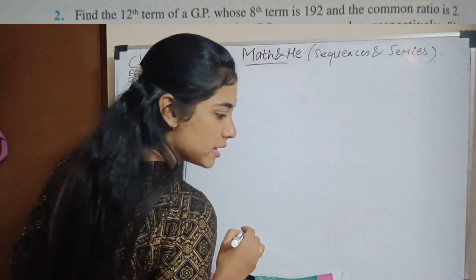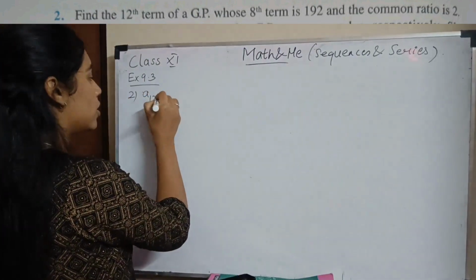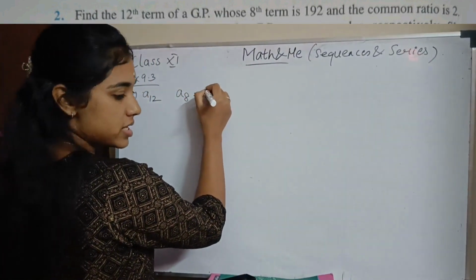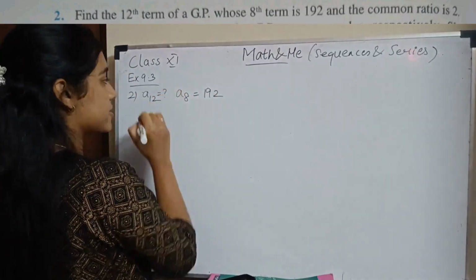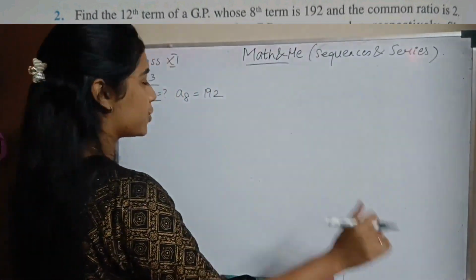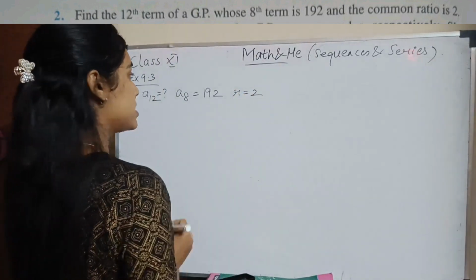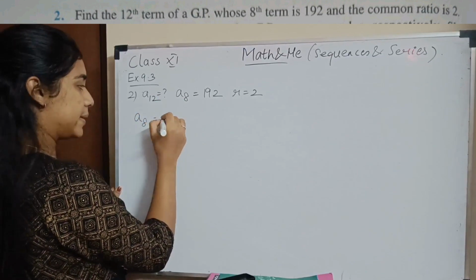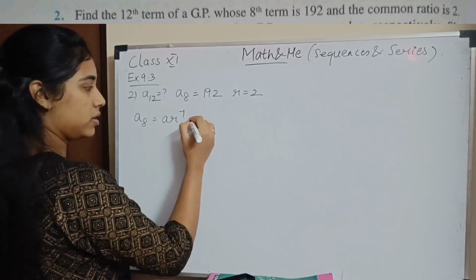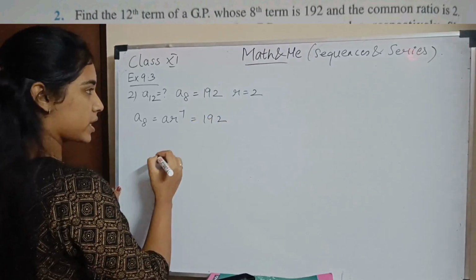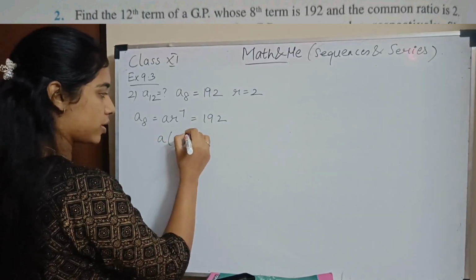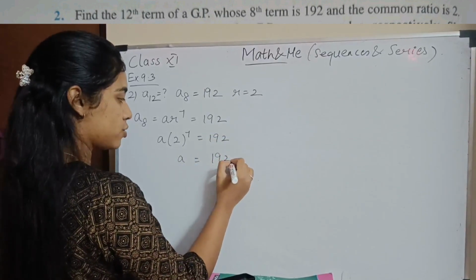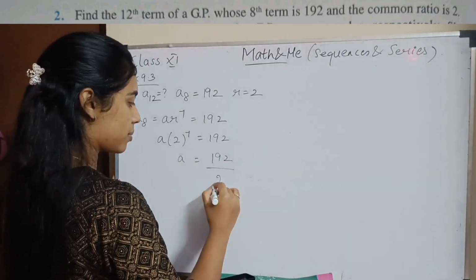Question number 2. Find the 12th term of a GP whose 8th term, A8, is 192, and the common ratio is 2. R is 2. You need to find what A12 is. So what is given? A8 equals AR to the power 7, which is 192. So I have A times 2 to the power 7 equals 192. So what is my A? 192 divided by 2 to the power 7.